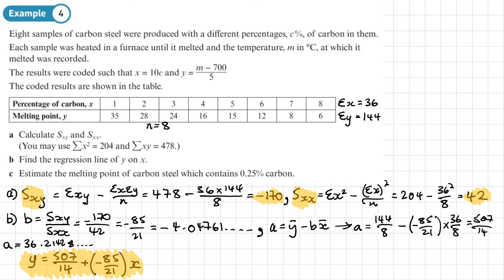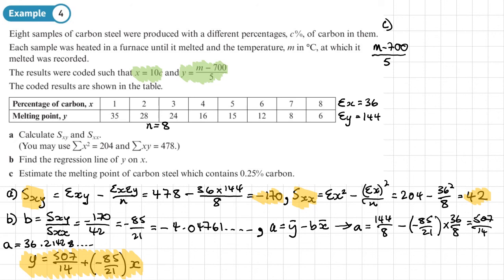So we'll now move on to part C. Part C says, estimate the melting point of carbon steel which contains 0.25% carbon. So this is where you need to use the coding, because you want to find M given that we have C. The easiest way to do it is basically just to substitute X for 10C and Y for M minus 700 over 5. So we'll do that up here. So part C, the equation now becomes Y, which is now M minus 700 over 5.